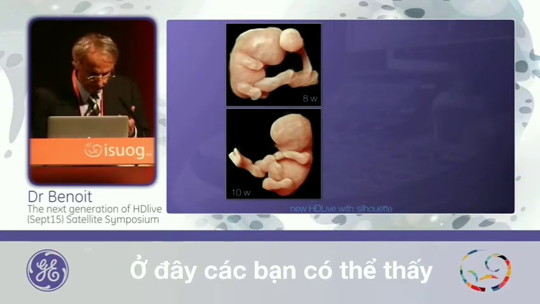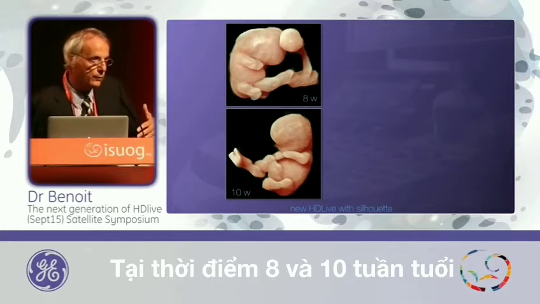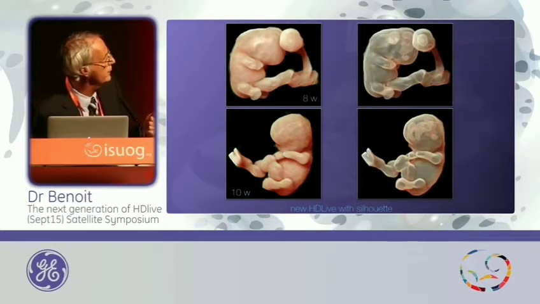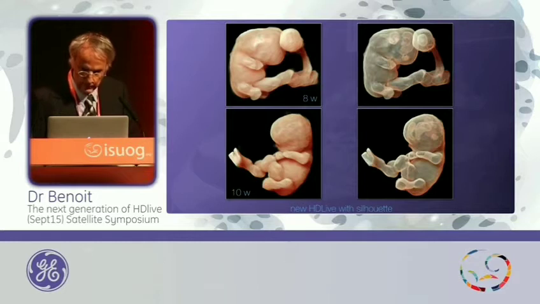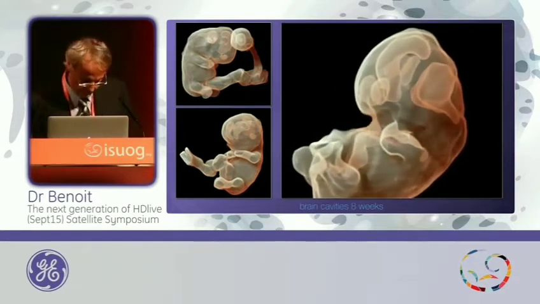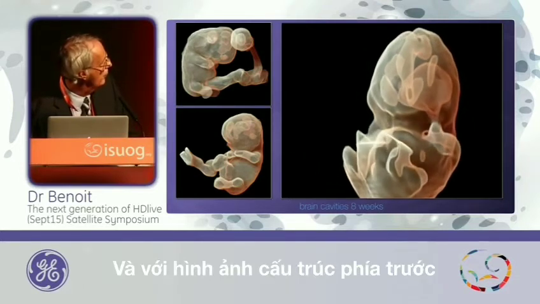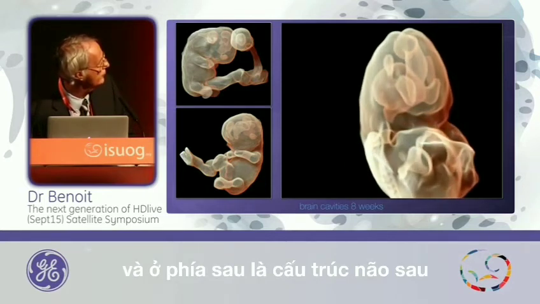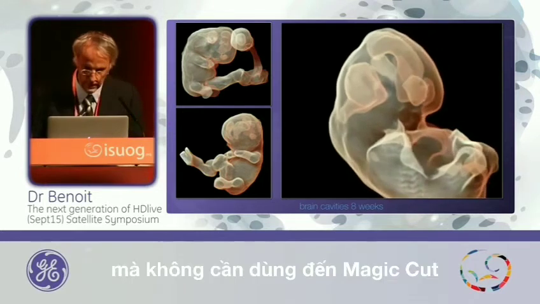Here you can see embryo at 8 weeks and 10 weeks of pregnancy with the level of silhouette low. And now we will increase the level of silhouette, and you can see inside the brain cavities clearly. And this one is an 8-week embryo with the brain cavities. I don't know if I will find. And with the anterior part here of the two lateral ventricles, and on the posterior part, this is a rhombencephalon. This is quite easy to obtain, and you don't have to use the magic cut.